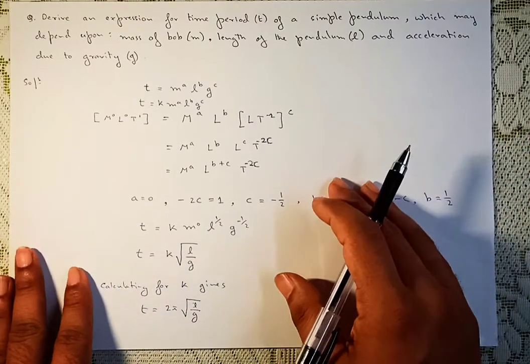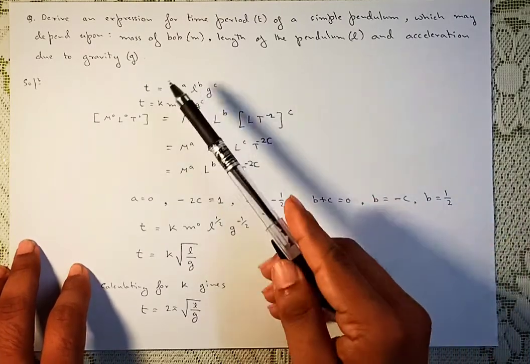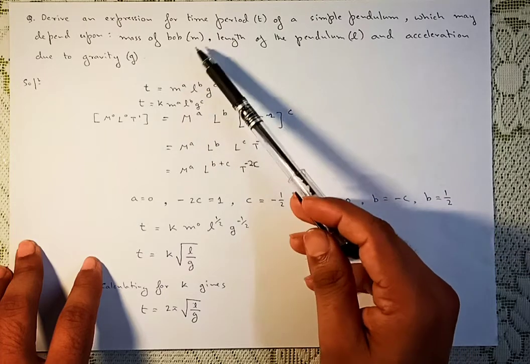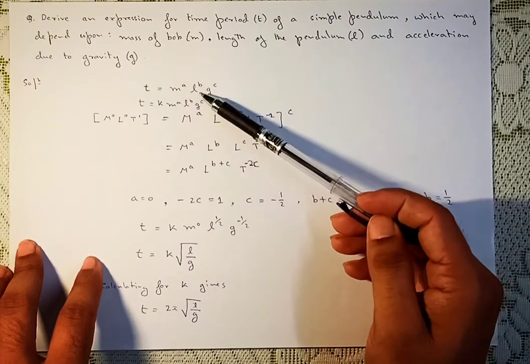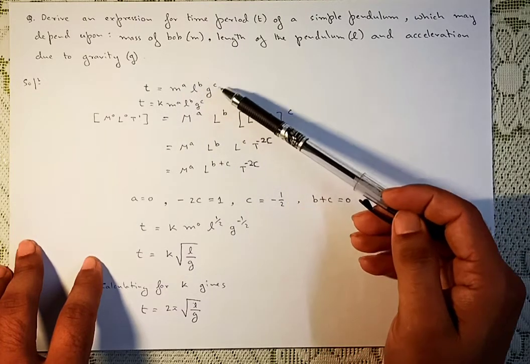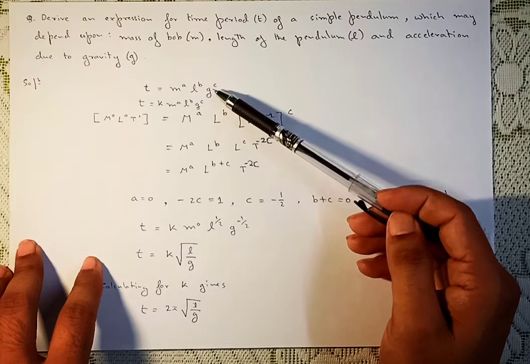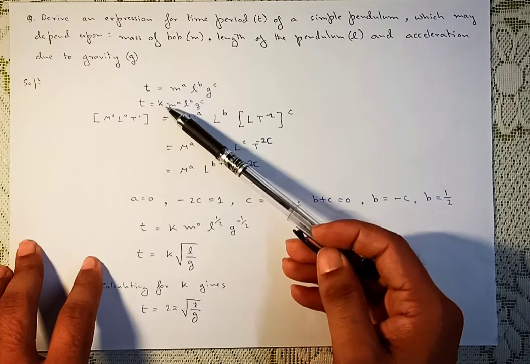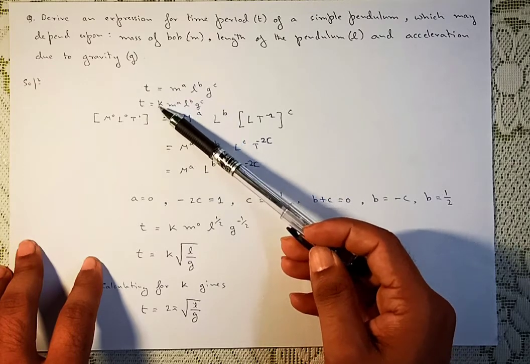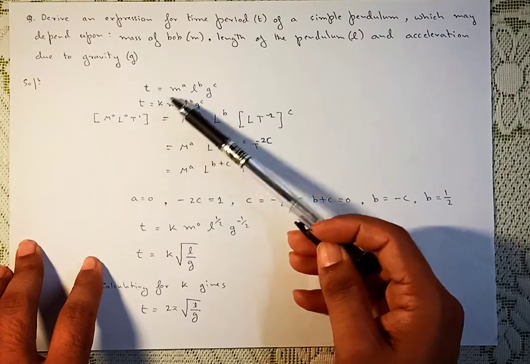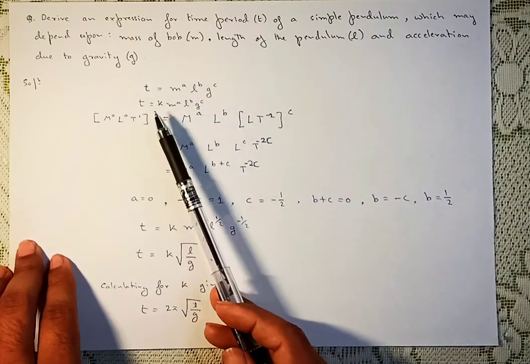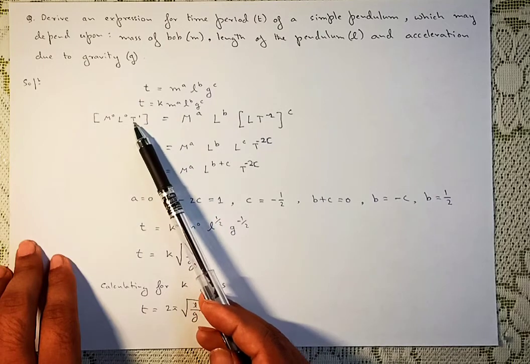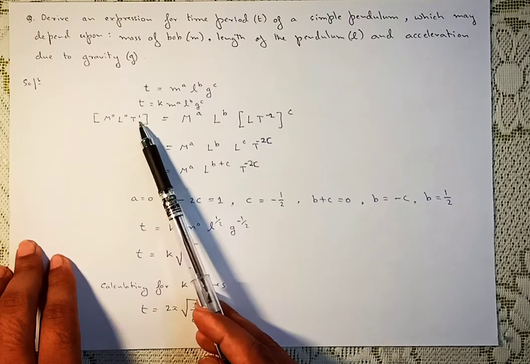Okay, now taking all this into consideration, let us write T is equal to m to the power a, that is mass of the bob to the power a, length of the pendulum to the power b, and acceleration due to gravity to the power c. Therefore, T is equal to K, where K is the dimensionless constant. So this T has the dimensional formula of T to the power 1.